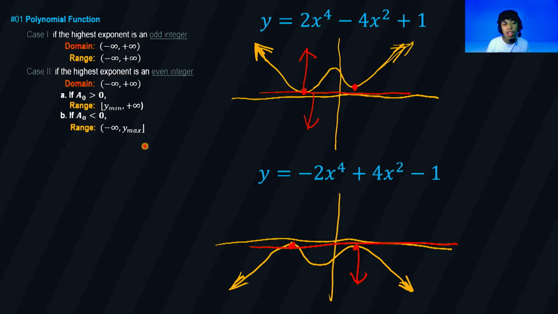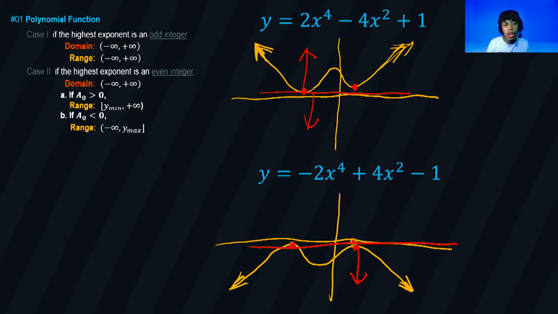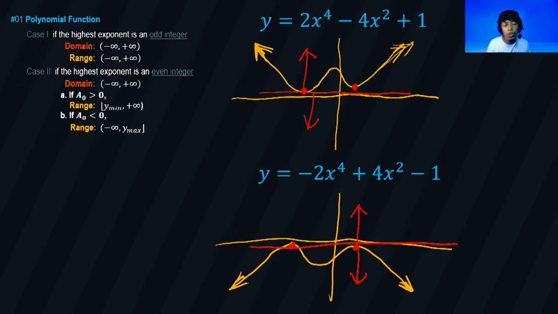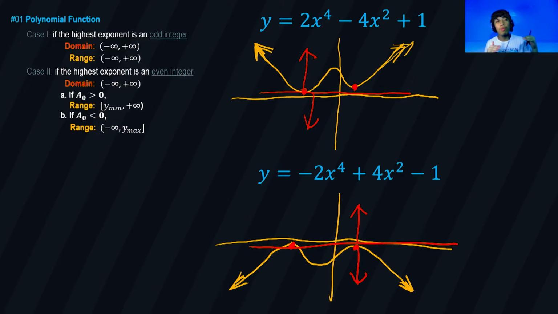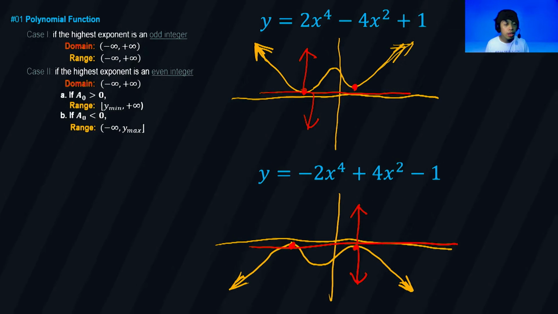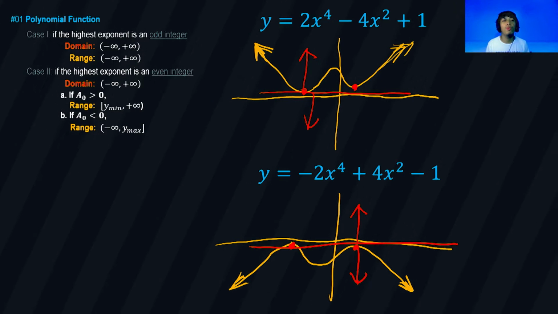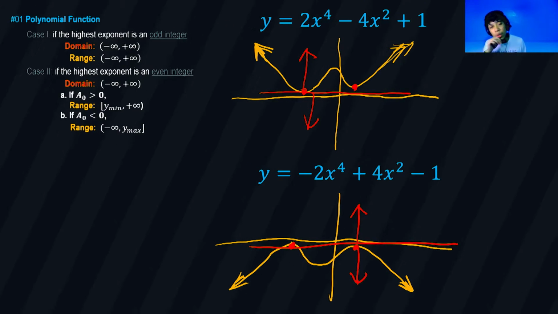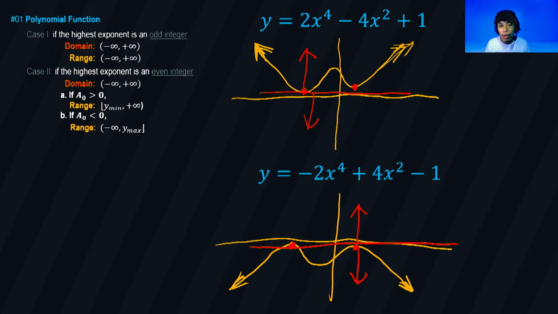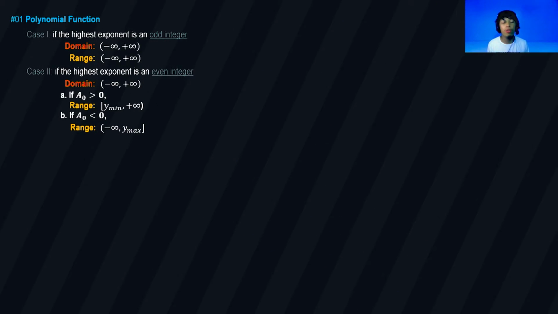So the value of y cannot be greater than the y max, because from the maximum value of y pataas, you can no longer find any value of y. There are no possible values of y anymore. So that's why your range is from the negative infinity to the maximum value of y.